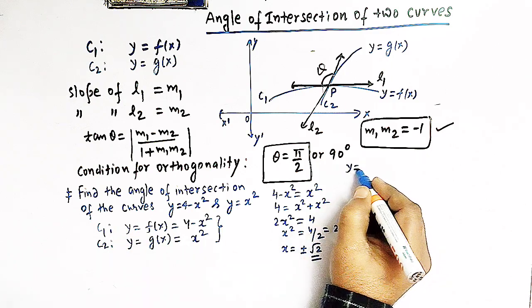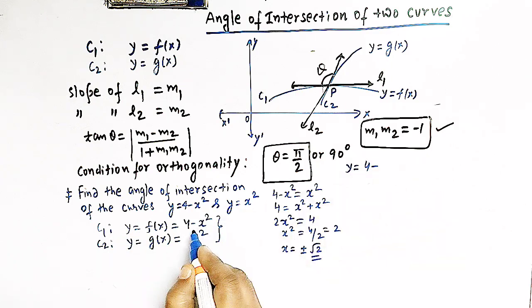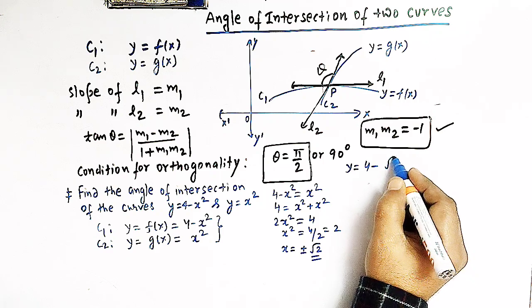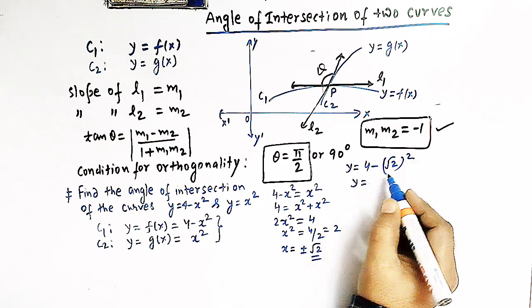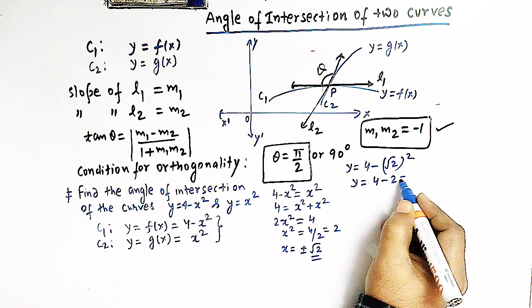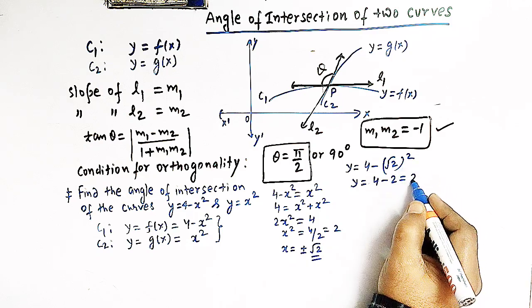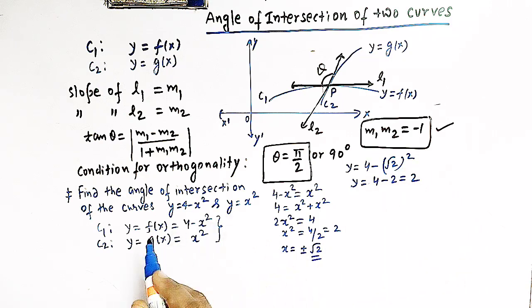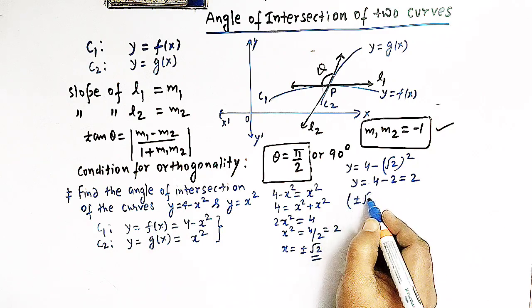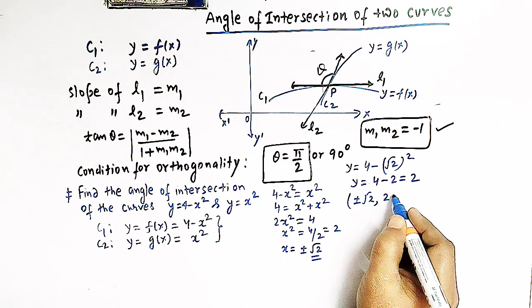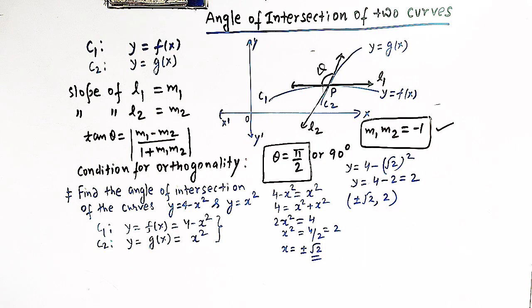So we have y = 4 − x². So x is square root of 2 squared. So we have y = 4 − 2, that is equal to 2. So the point of intersection of these two curves is given by (±√2, 2), right?